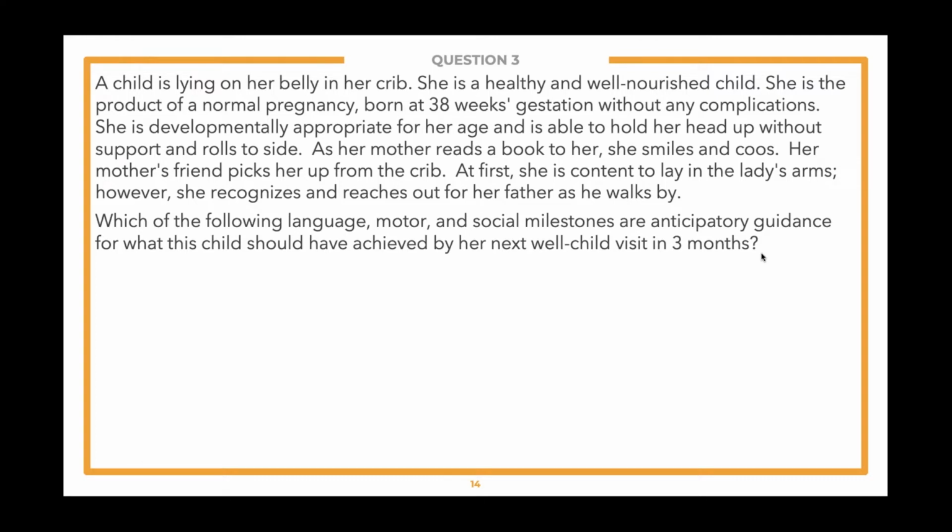Which of the following language, motor, and social milestones are anticipatory guidance for what this child should have achieved by her next well-child visit in 3 months? So I'll give all of you a few moments here to respond in the question box and let us know how many steps you think this question will require. And then we'll begin with that vignette.